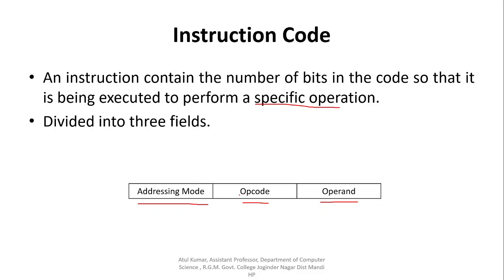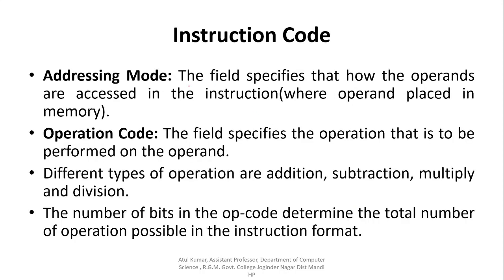Opcode is the operation, like add, multiplication, or division, that is to be performed, and the operand is actually the data on which that operation is performed. So what is an addressing mode? This field specifies how the operands are accessed in the instruction, that is, where the operand is placed in the memory. So it represents how these operands are accessed from the instruction.